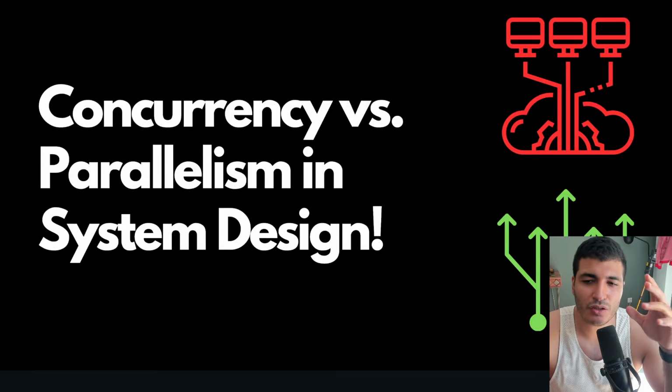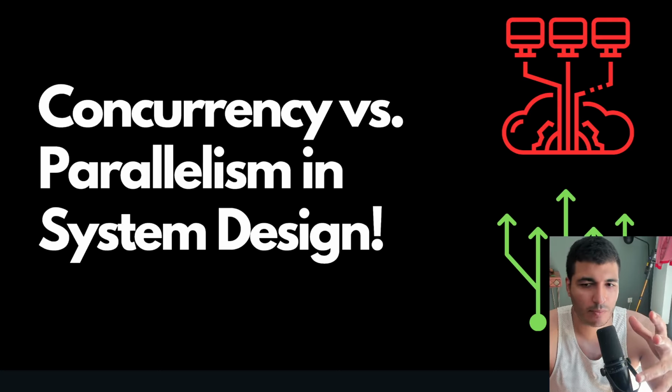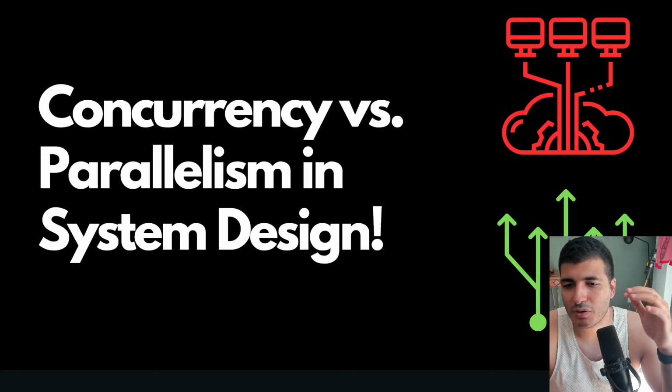In system design, you will constantly hear terms like concurrent users and parallel processing. These concepts are crucial for building high-performance, scalable systems, but their definitions are often confused. While related, concurrency and parallelism are distinct ideas that highlight different aspects of how your system handles work. Understanding this difference is absolutely fundamental for any system design interview.